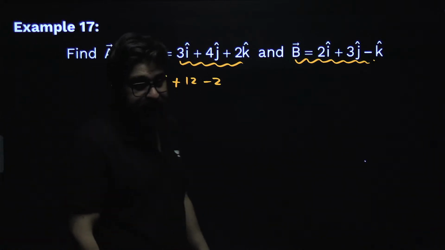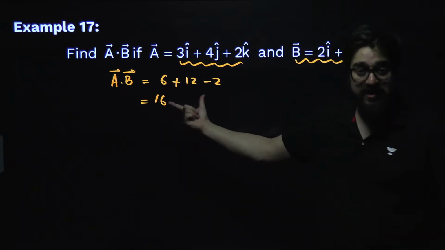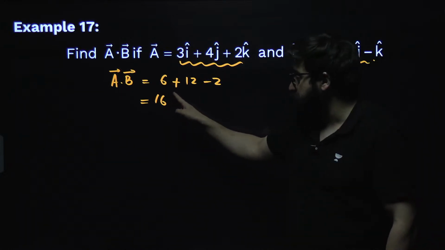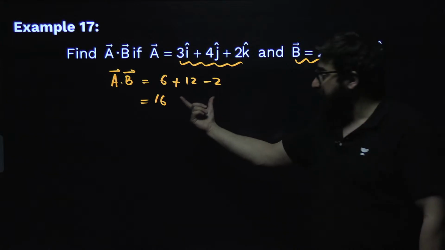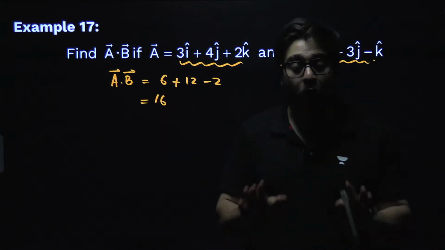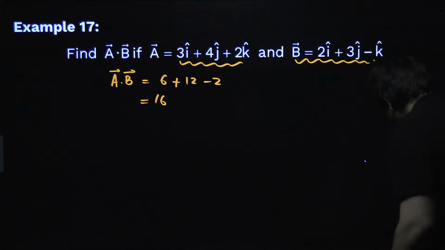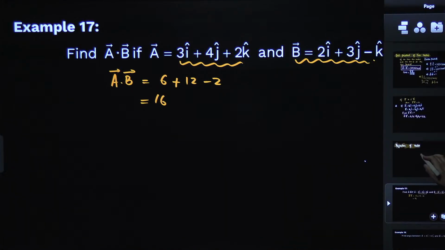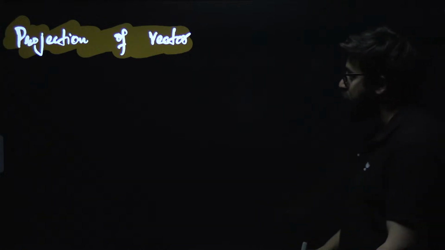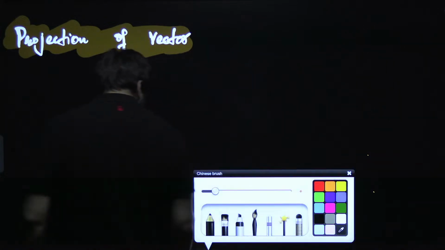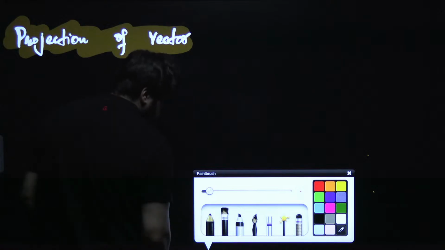Now what is 16? Is it scalar? Yes, it is scalar. Nothing is mentioned over here, i cap, j cap, or k cap. That's why I told you the dot product of two vectors is a scalar quantity. Now, one more thing over here, that is what we call the projection of two vectors. I'll make you understand this particular concept.